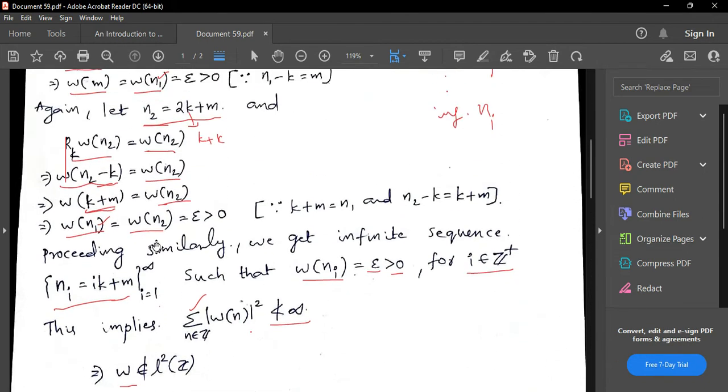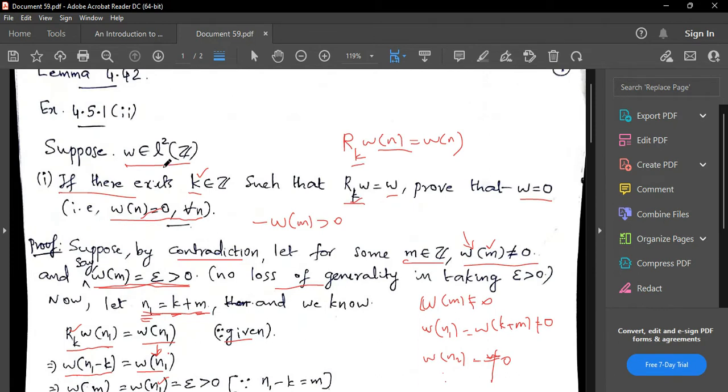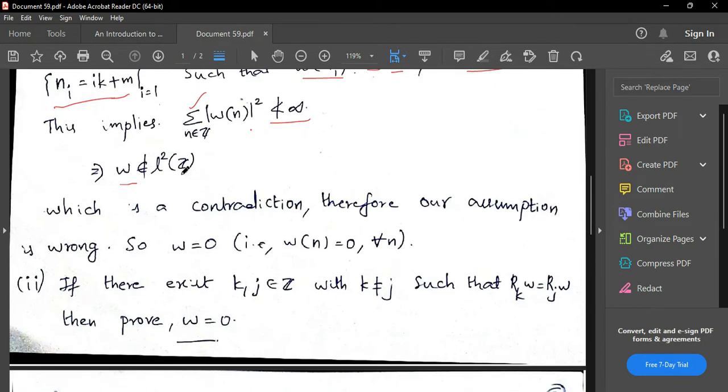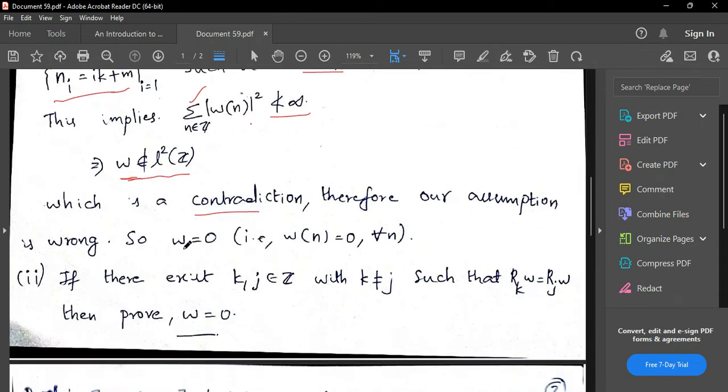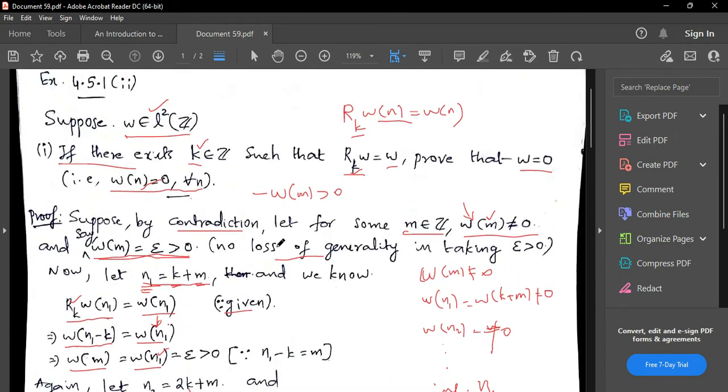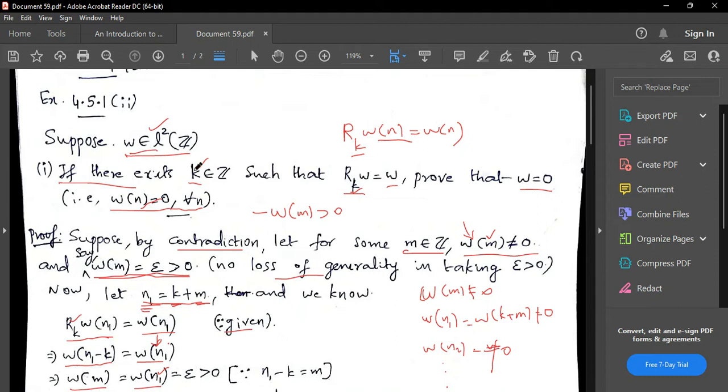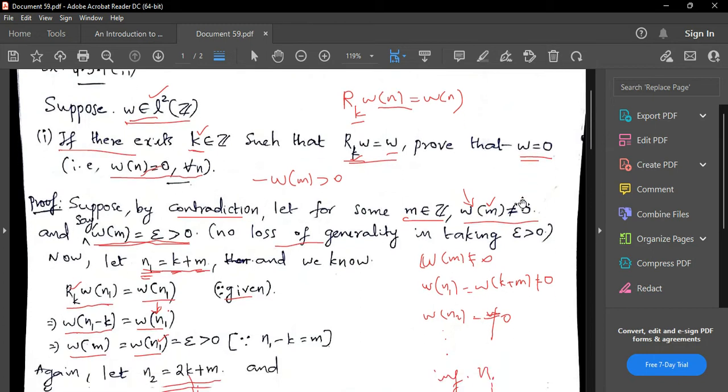But we have taken that w belongs to L2 of z, and also to L1 of z. Suppose w belongs to L2 of z, we have proved, and that we have taken w. Now this implies that w does not belong to L2 of z, which is a contradiction to our assumption. So our assumption is wrong. That is, w is equal to 0 for all n. It will not be non-zero for any such index m. So we have w of n equal to 0 for all n. So w will be the 0 element. So what we have proved is that if w belongs to L2 of z and there exists k such that r_k w is equal to w, then w will be equal to the 0 vector.